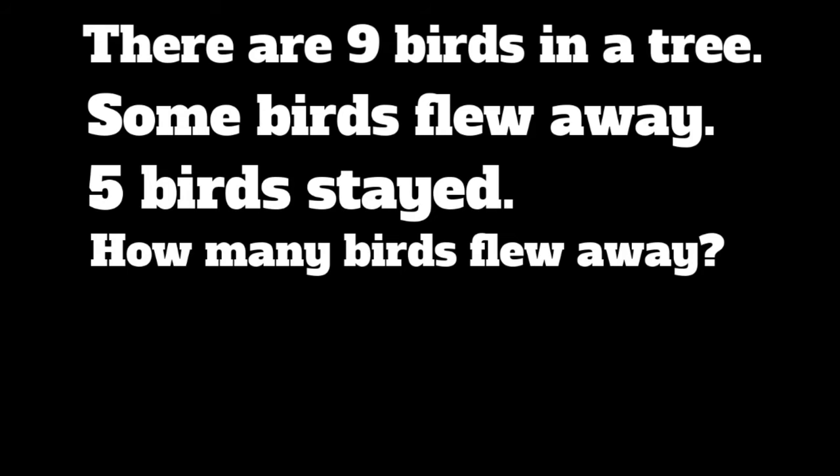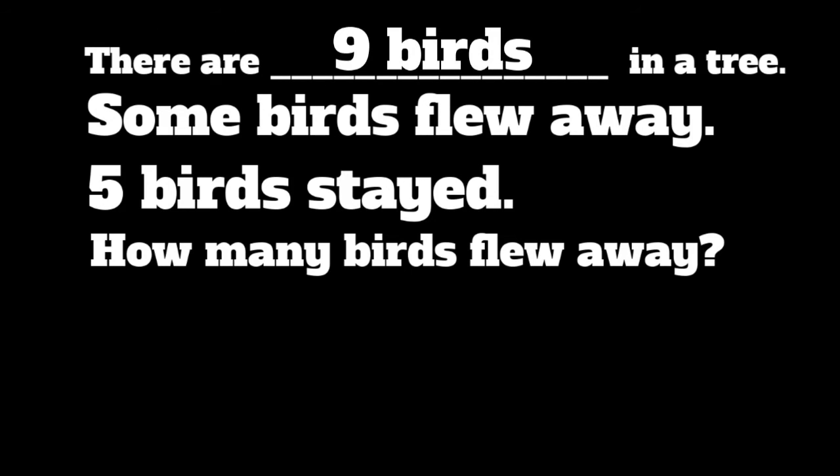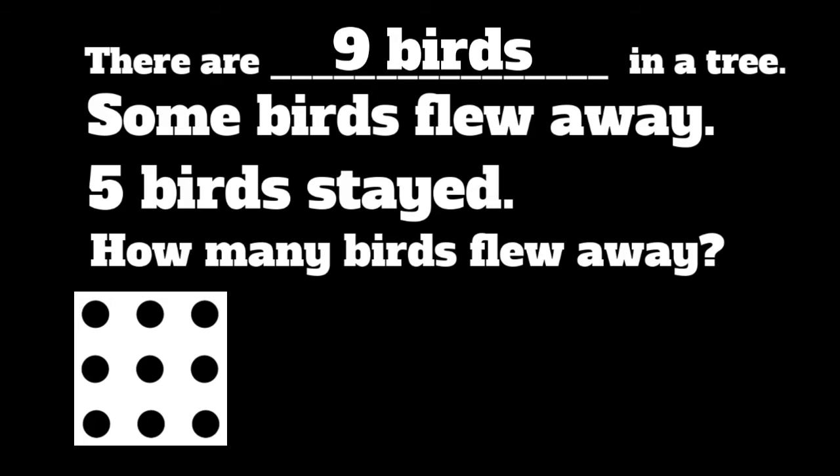Okay, so now that I understand that this word problem is talking about birds in a tree, I'm going to go back through this word problem and I'm going to pick out the important information. I'm also going to be drawing pictures to go along with this word story to help me see what this word story is talking about. So let's start with that first line. There are 9 birds in a tree. So what I'm going to do is underline that part that says 9 birds because that's telling me how many birds are in the tree. And then I'm going to put 9 dots to represent my birds.